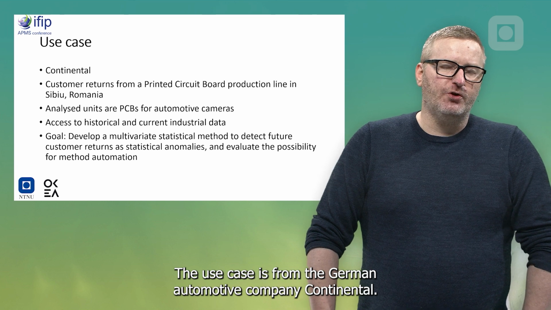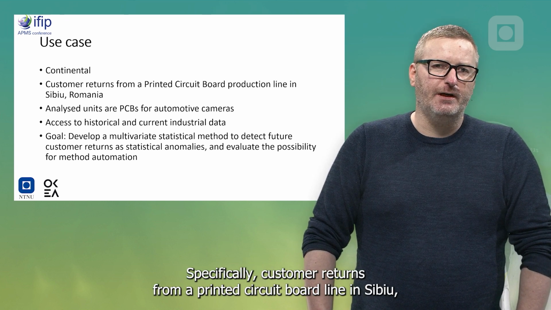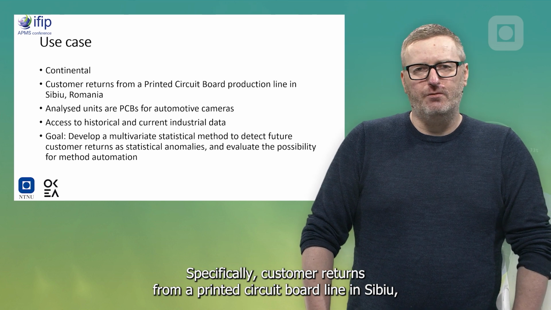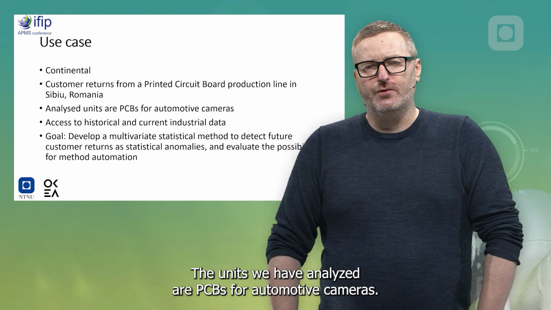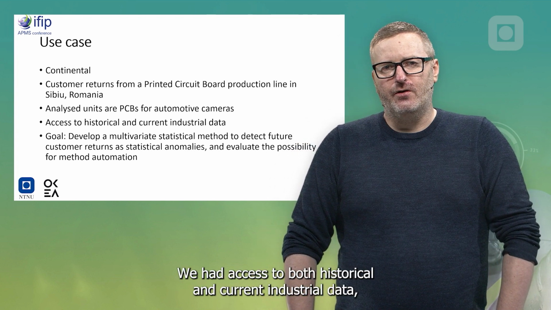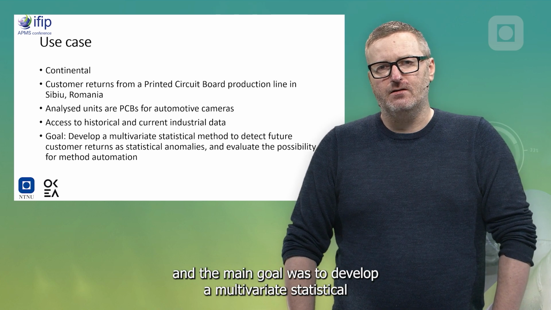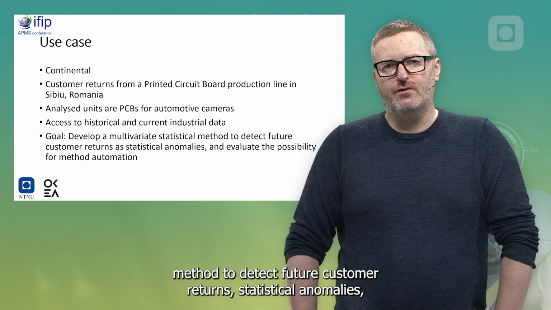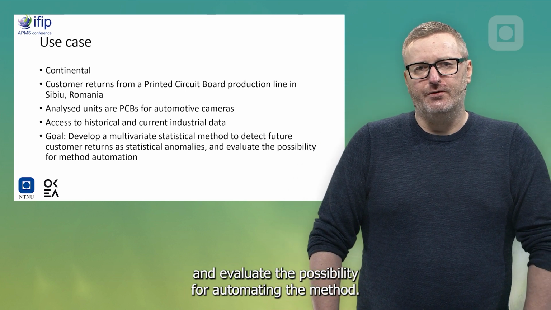The use case is from the German automotive company Continental, specifically customer returns from a printed circuit board line in Sibiu, Romania. The units we have analyzed are PCBs for automotive cameras. We had access to both historical and current industrial data, and the main goal was to develop a multivariate statistical method to detect future customer returns as statistical anomalies, and evaluate the possibility for automating the method.